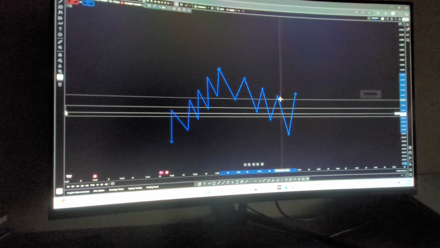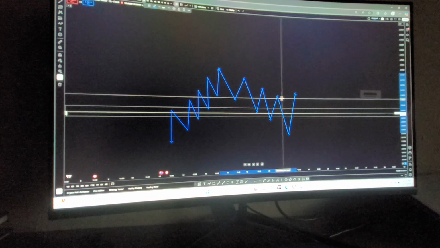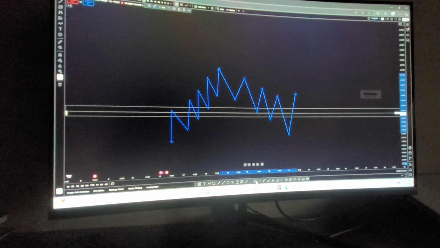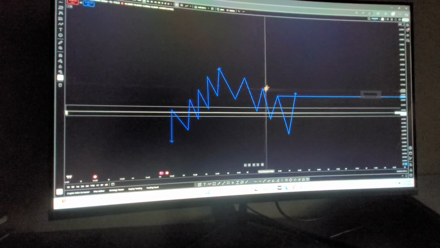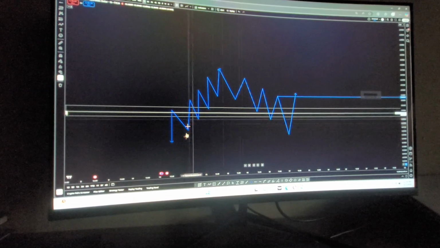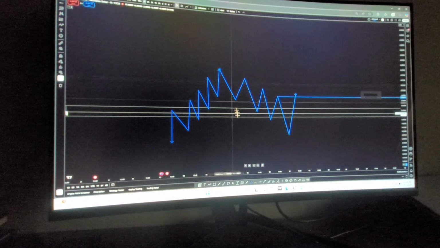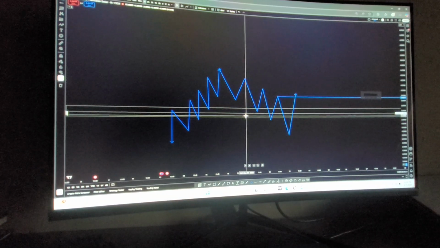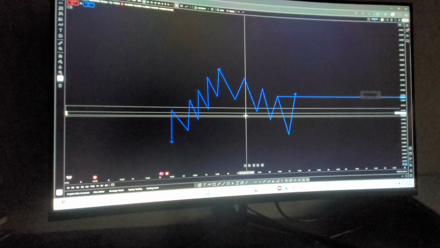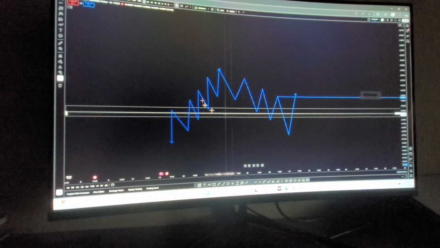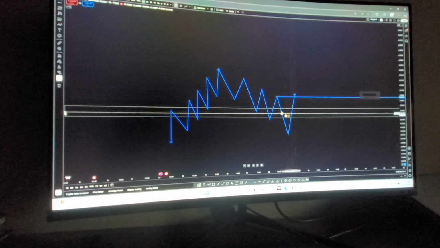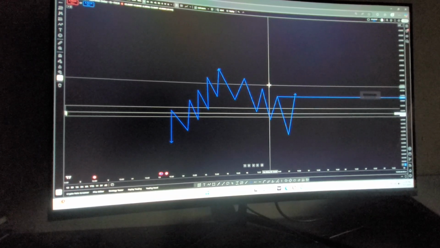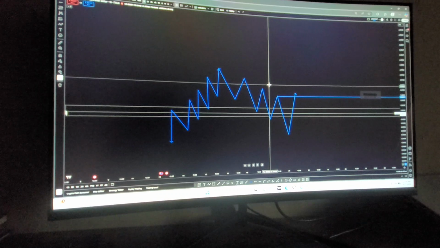We have another change of character right in this place, right in this particular level that I'm marking now. You can see price is moving from one place to another. This is basically what basic market structure means: the ability for you to identify a trend, a change of trend, and a movement in the opposite direction.